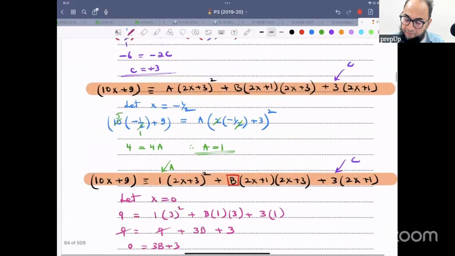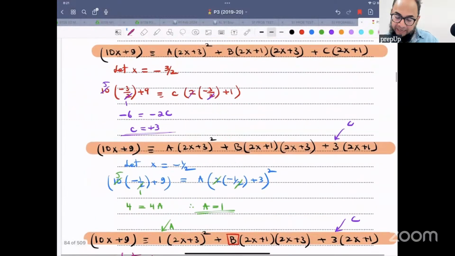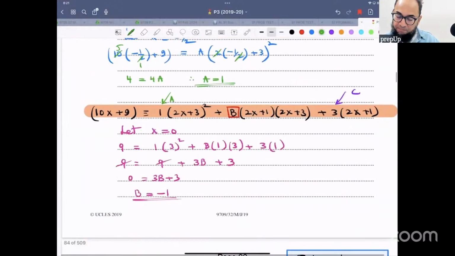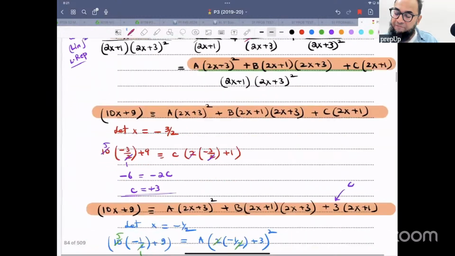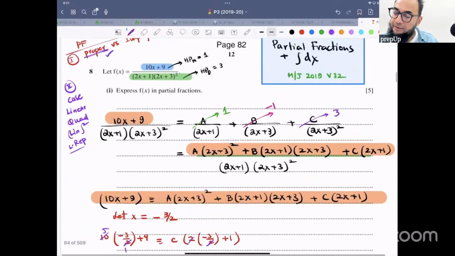So we found the three things. We found a to be 1, so let me write in green color. A comes out to be 1. We found b, b comes out to be negative 1. And c came out to be 3. So that's how the three unknown constants are found.